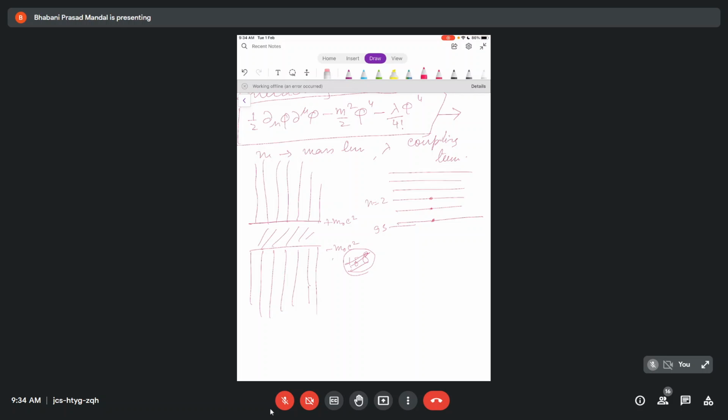Okay. Any other question? So I have one. So the m here we have in the expression, minus m square by 2, is it the mass of the particle that we get after quantizing this free scalar field? Yeah, that will come out.